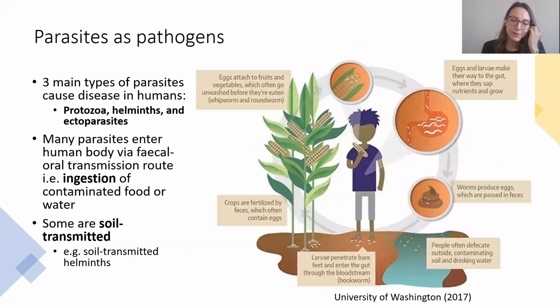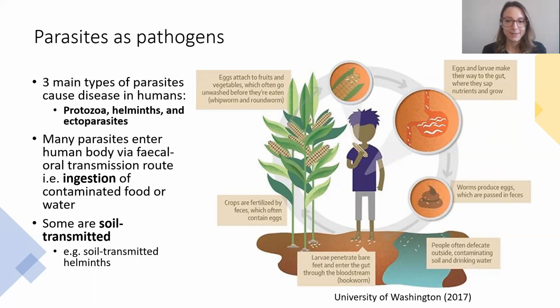Now, we haven't spent a lot of time talking about parasites, but parasites are a really important pathogen in significant parts of the world, maybe less so in the North American context. But there's 3 main types of parasites. So one is protozoa, one is helminths, and one is ectoparasites. And protozoa and helminths tend to be the ones that are more in the gut, whereas ectoparasites, things like lice and mites, those are more skin.